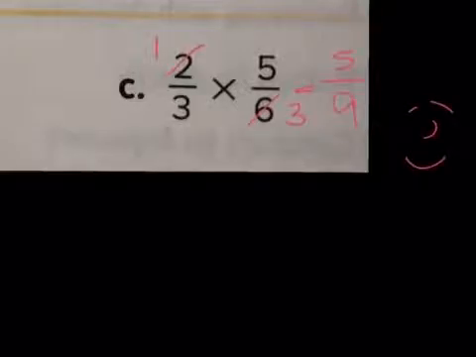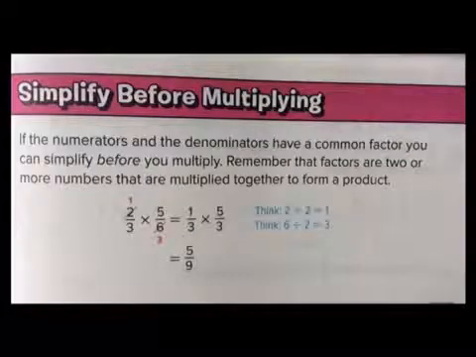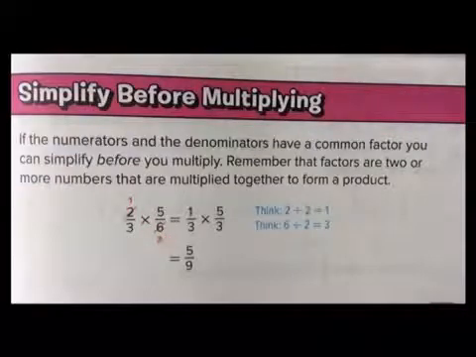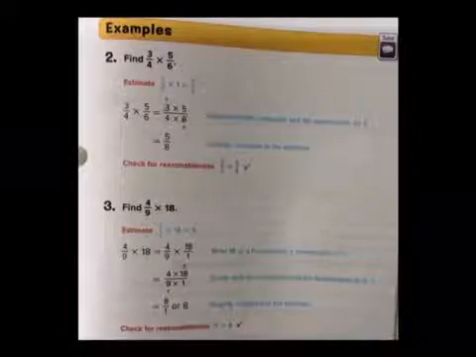Excellent. And here's what I was saying about cross-referencing. Simplifying before you multiply. As you can see, the example we just did, we cross-reference. We found common multiples. Go ahead and read this. Example 2 and 3 will show you how to cross-reference. Okay, how to simplify by cross-referencing and finding common multiples.